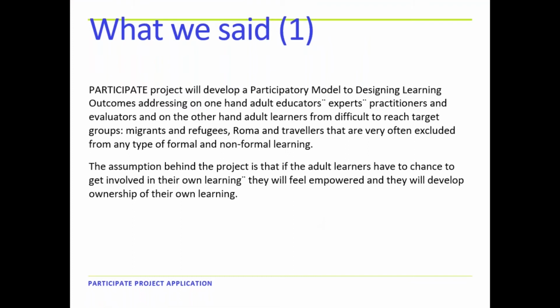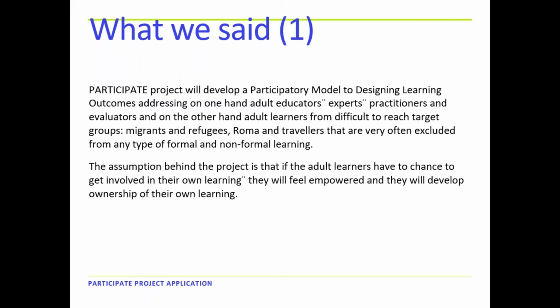Right, so this is what we said. We're developing this model. We're addressing expert practitioners and, on the other hand, adult learners from difficult to reach target groups. Now, our assumption is if the adult learners have the chance to get involved in their own learning, they feel empowered and they develop ownership of their own learning, that's fine. But I don't see how in the project we're going to test that assumption.